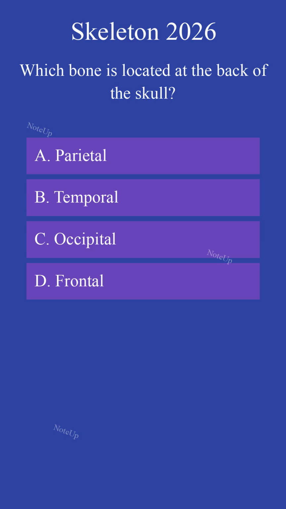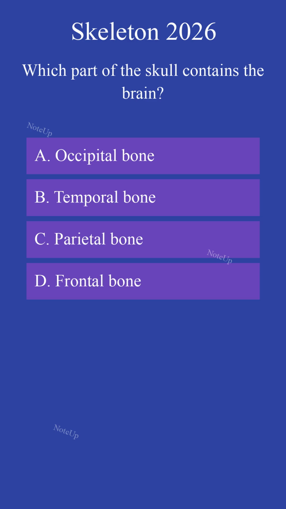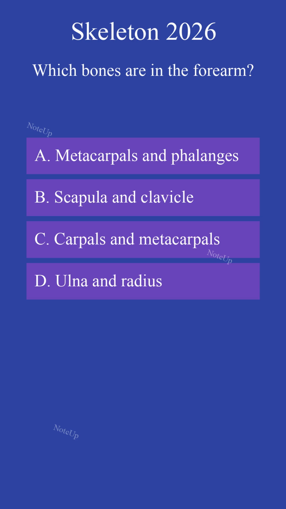Which bone is located at the back of the skull? The correct answer is C. Occipital. Which part of the skull contains the brain? The correct answer is D. Frontal bone. Which bones are in the forearm?